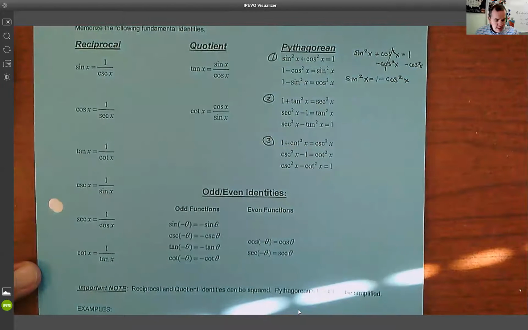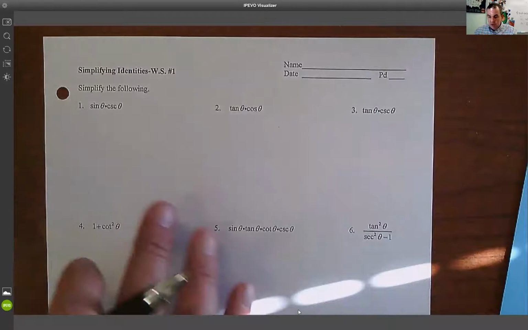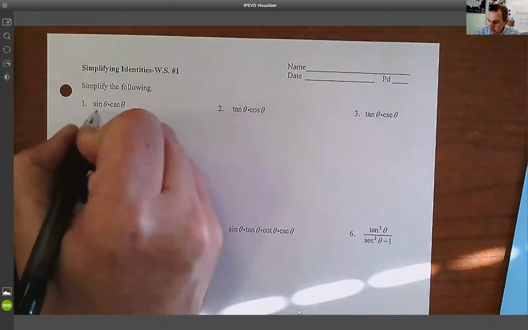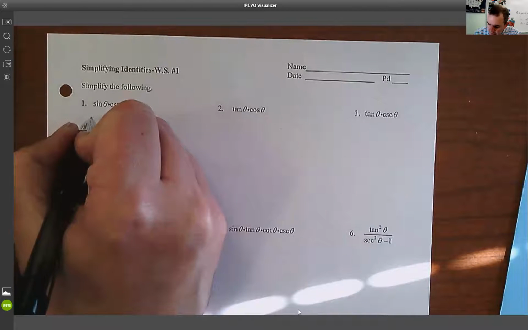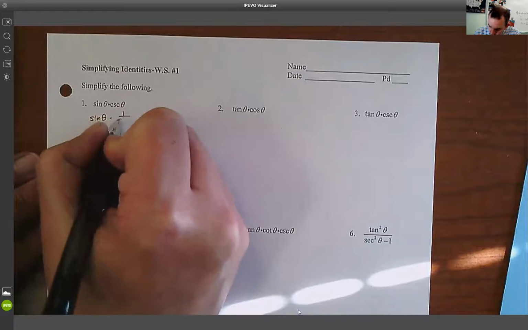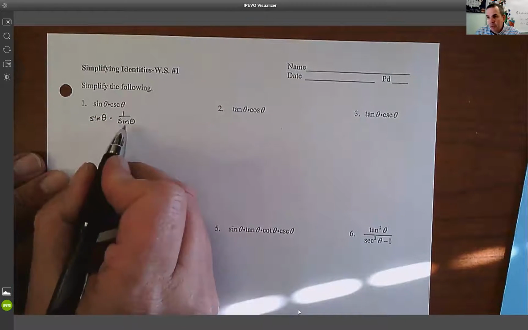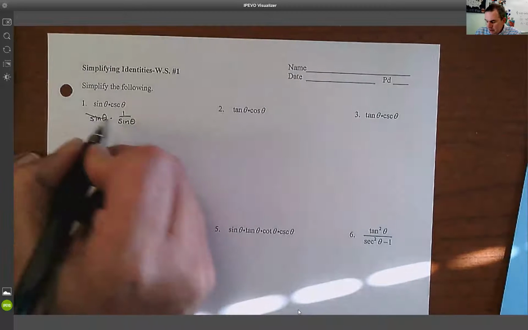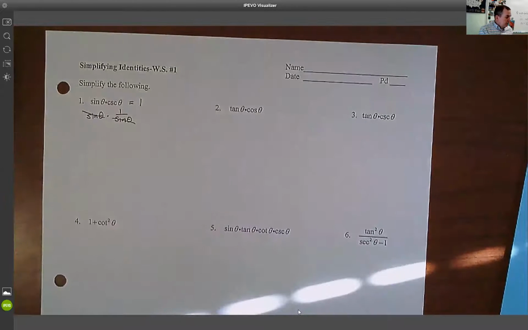So what ends up happening is we did a bunch of these problems in class. What you're going to do is simplify the following. Sine and cosecant, you want to get it in like terms, if you will. So if you think about sine of theta, the cosecant is 1 over the sine of theta. If we have a number in the numerator and the same value in the denominator, they divide out to 1. The answer to this one is everything equals 1.